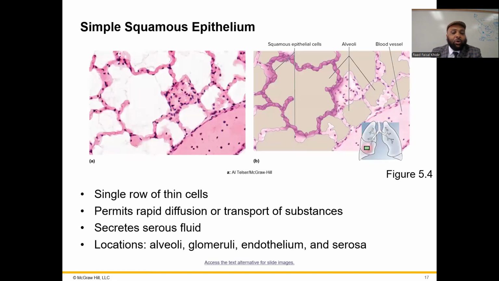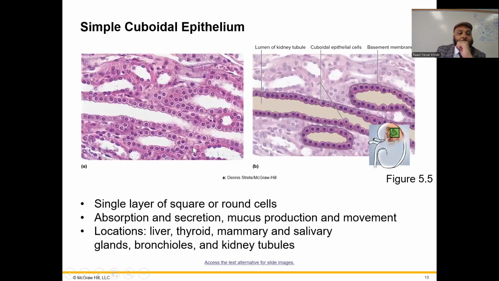There's a single row of thin cells. It permits the rapid diffusion or transport of substances. It secretes the serous fluid, and the locations are the alveoli, the glomeruli, the endothelium, and the serosa. And that's the single layer of the square or round cells, for absorption and secretion, and it's for mucus production and movement.